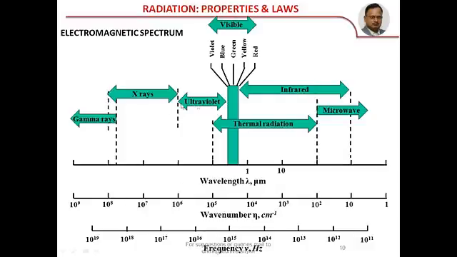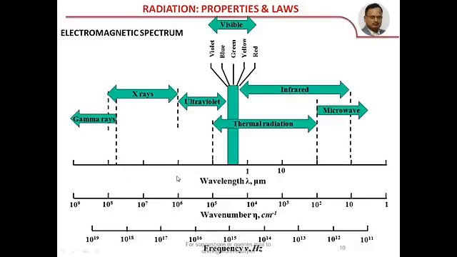The ultraviolet radiation includes the wavelengths between 0.01 to 0.4 micrometers. These ultraviolet rays are to be avoided to the extent possible, since they kill microorganisms and cause diseases to human beings and other living things when they are exposed to too much ultraviolet radiation.